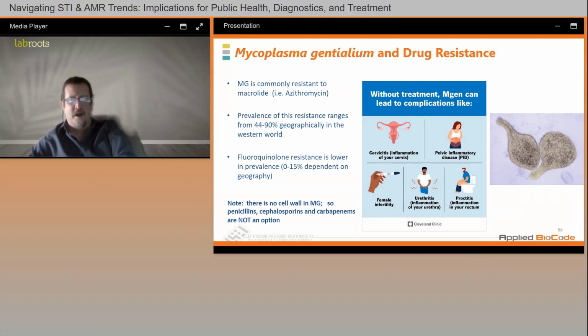Just to keep in mind that Mycoplasma genitalium can cause cervicitis, pelvic inflammatory disease that can result in female infertility, or in men it can be urethritis or proctocolitis. So there is really a range of harm that this organism can do. And so to see treatment resistance or drug resistance in it is quite a thing that we need to pay quite a lot of attention to.